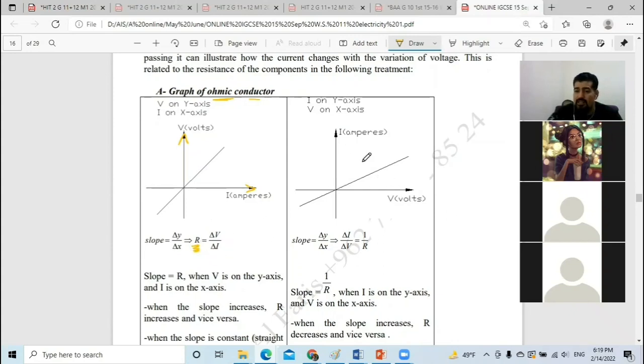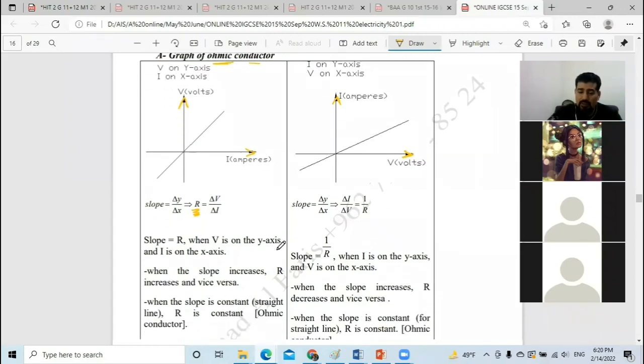If I switch the axes, so this is the current and this is the voltage, the resistance also remains constant, and it equals 1 over the gradient. The slope, which is delta y over delta x, means delta I over delta V, or I over V, which equals 1 over R. It also remains constant for an ohmic conductor.